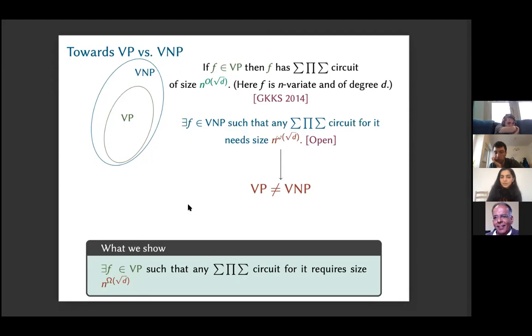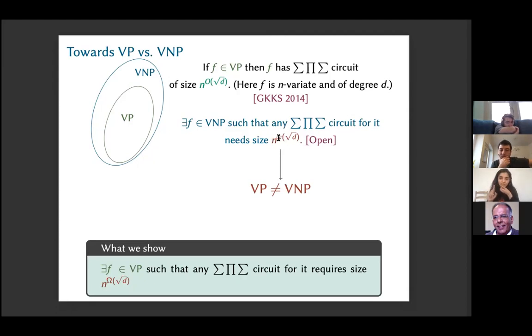And also the quality of our lower bound over here is n to the omega square root d. Of course, because this is IMM that we are doing with respect to, we cannot hope to prove a better lower bound. But really, to separate VP from VNP, we need little omega square root d.